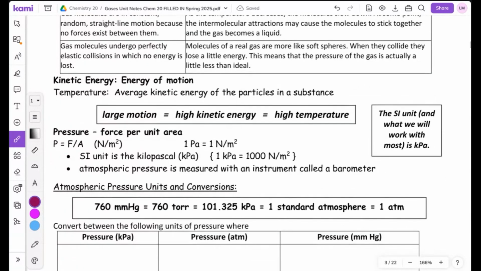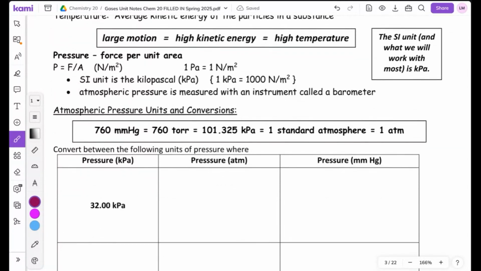Now, moving on to pressure. Typically, we are going to work with pressure in kilopascals. That's not to say that's the only unit of pressure that we're going to work with, but kilopascals is the most common one we're going to work with, because that is the standard unit for pressure.